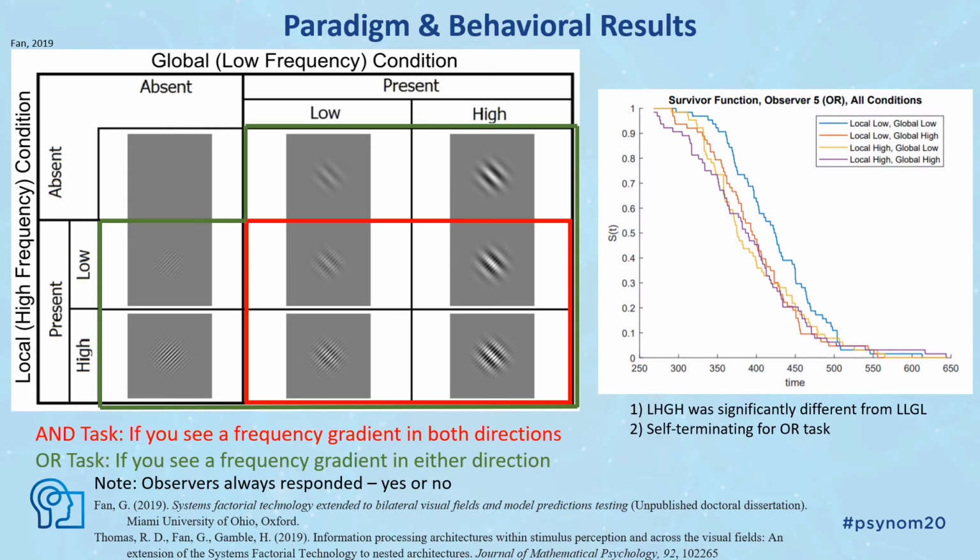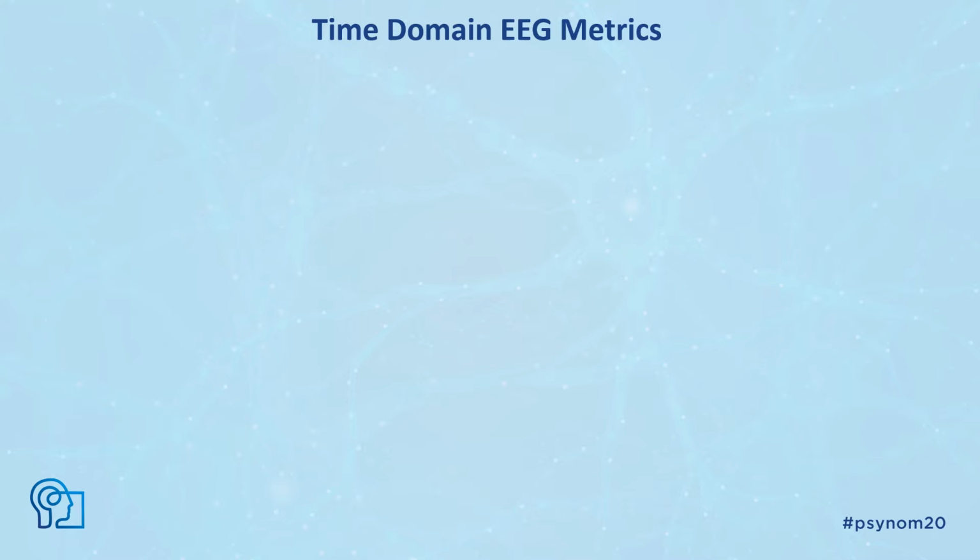For this beginning exploration, we examined the data from one observer, observer 5, in the OR task and in the bilateral visual field condition, which represents the extension of SFT to nested architectures. This observer was one of only two to complete all sessions in the experiment. One open question concerns how to relate measures of neural activity to reaction time methods of SFT.